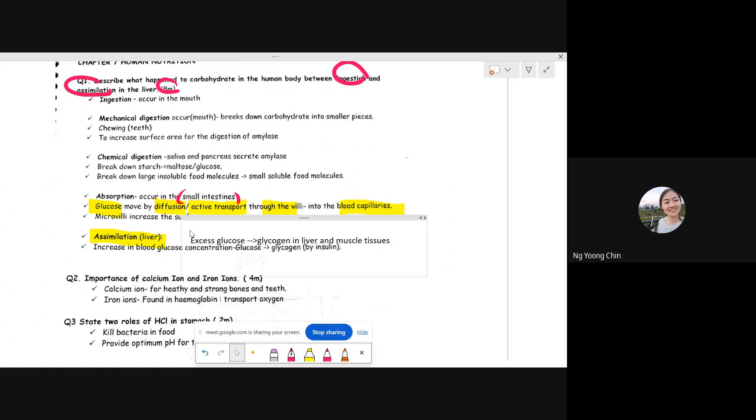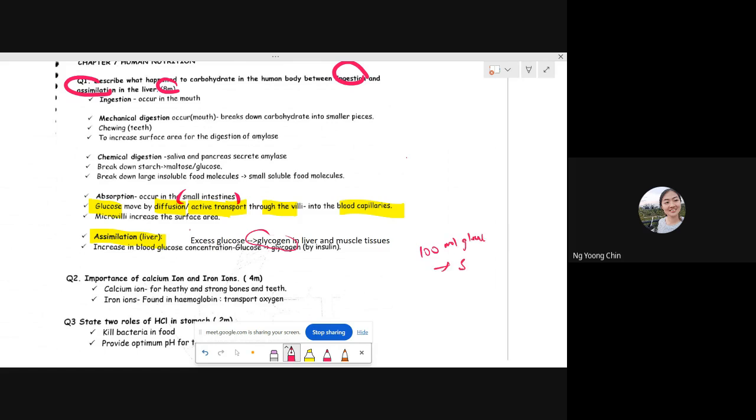So this is for your extra information. What happens if there is too much glucose in your body, until the glycogen storage becomes fully utilized? Because the glycogen storage in the liver has a limited capacity. It means that if you have, maybe, about 100 molecules of glucose, right?